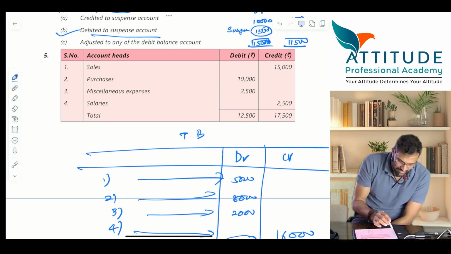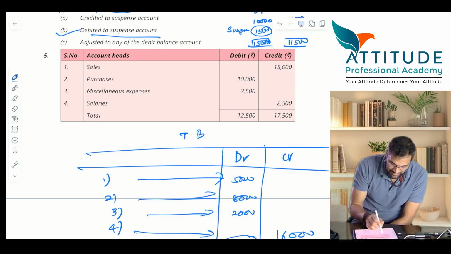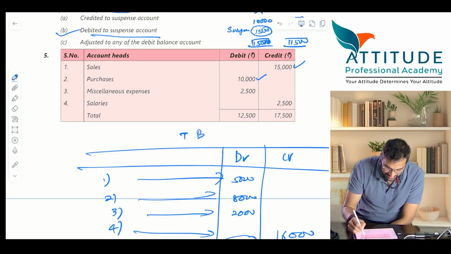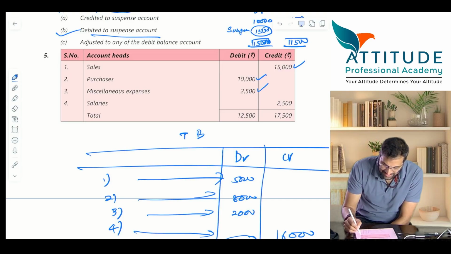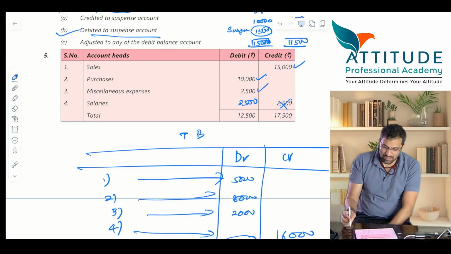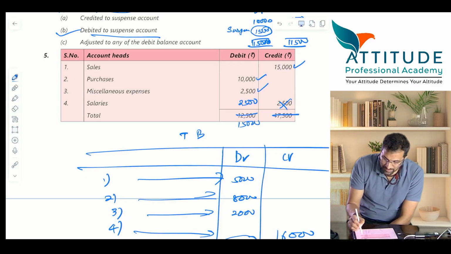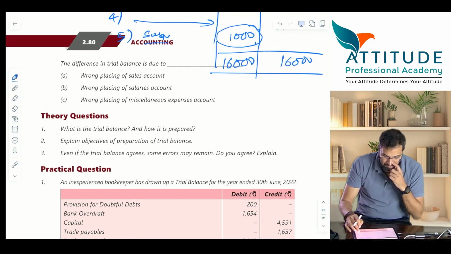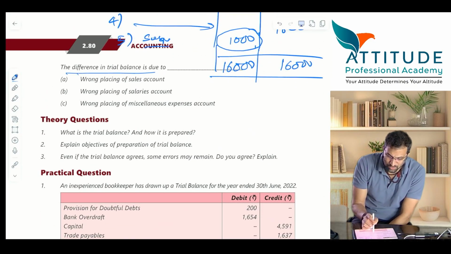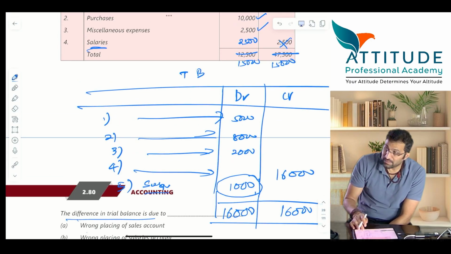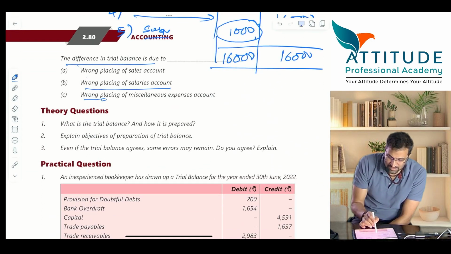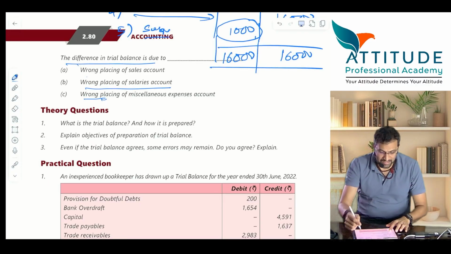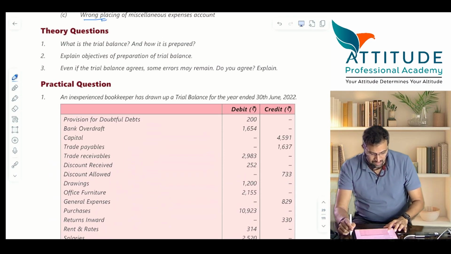Next, fifth one. Tell me. Sales correct है, correct है. Purchase correct है. Miscellaneous expenses correct है. Salary गलत है. Salary कितना आना चाहिए? एज एन एक्सपेंस. बाद में 15000 होगा, ये भी कितना होगा? 15000. सिंपल है सम. डिफरेंस इन ट्रायल बैलेंस इज ड्यू टू रॉन्ग प्लेसिंग ऑफ सैलरी अकाउंट. समझ में आया? वो क्वेश्चन के लिए. इज दैट क्लियर? Okay.